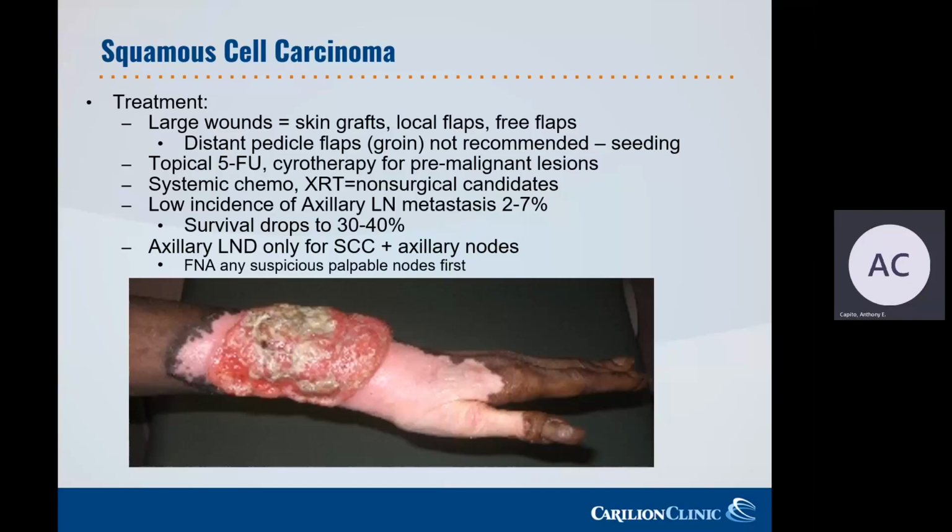For anyone that you do feel a large node, get an FNA. They can do this under ultrasound. If that turns out to be positive for metastasis, then you should consider a surgical oncology consult if you don't do this regularly and perform an axillary lymph node dissection for any positive nodes.